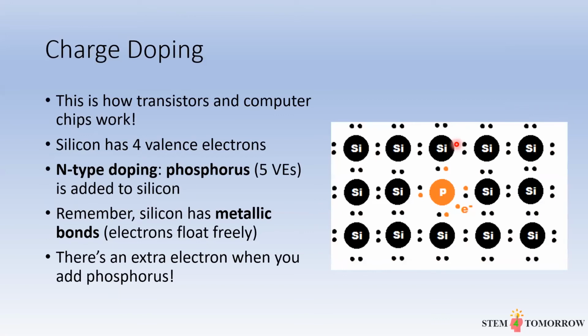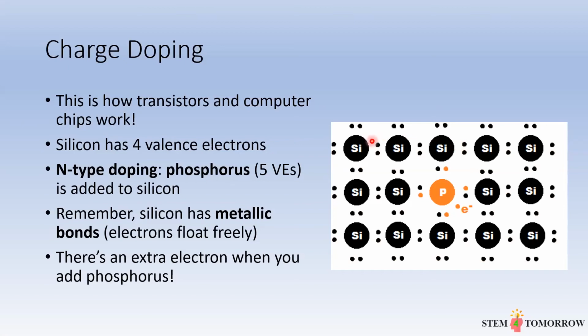So the first type of doping is charge doping, okay? Charge doping is how transistors and computer chips work, okay? It's why you can have a switch that switches between 0 and 1. That's how computers work. So how this works is that you know that computer chips are made of silicon, right? Silicon chips. Silicon has 4 valence electrons, okay? It's in the same group as carbon and all of those elements.